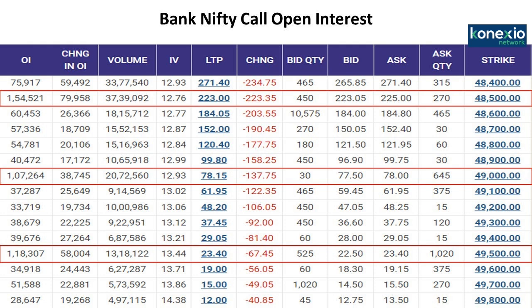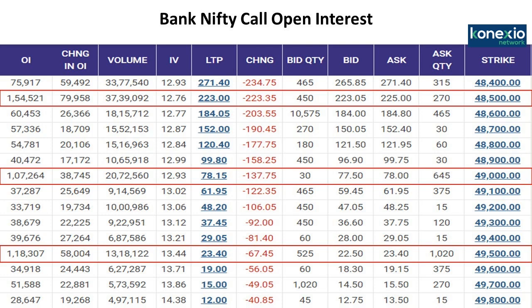So on immediate basis, 48,500 could act as an immediate resistance, looking at the volume and open interest concentration. Until and unless Bank Nifty doesn't cross or close above 48,500, one should avoid going long. One should try to book profits, those who are long.